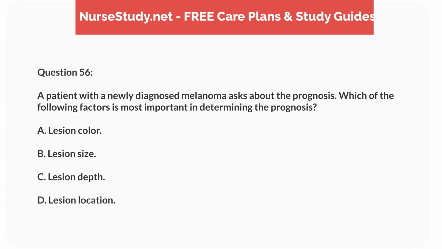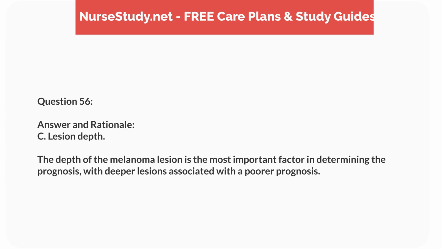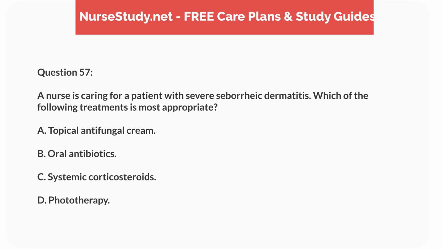Question 56. A patient with a newly diagnosed melanoma asks about the prognosis. Which of the following factors is most important in determining the prognosis? A. Lesion color. B. Lesion size. C. Lesion depth. D. Lesion location. Answer and rationale. C. Lesion depth. The depth of the melanoma lesion is the most important factor in determining the prognosis, with deeper lesions associated with a poorer prognosis.